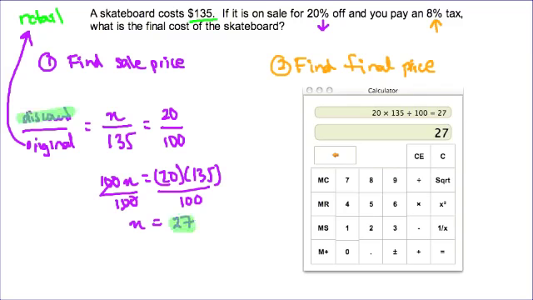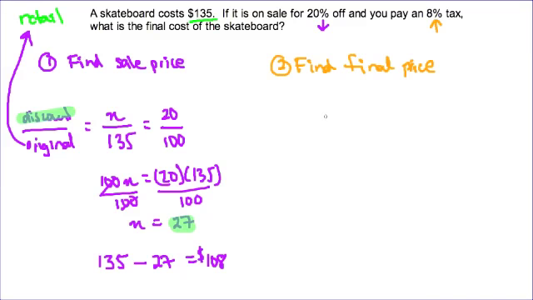And so now to find the actual sale price, I need to put those two things together. So the original was 135 minus 27 because it's a discount. And so I'll use my calculator. 135 minus 27 equals 108. So this is the sale price. But remember, it's not the final price yet because there's still some taxes that get included.